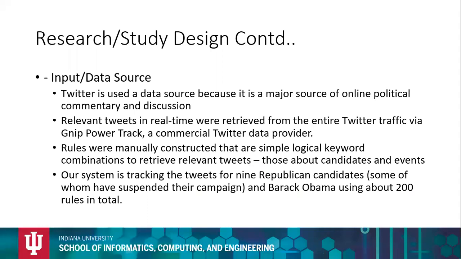Twitter is the input data source for this research. Twitter's public API provides only 1% or less of its entire traffic without control over the sampling procedure, which is likely insufficient for accurate analysis of public sentiment. Gnip PowerTrack, a commercial Twitter data provider, was used to extract relevant data from Twitter. There were some rules developed to retrieve relevant data. For example, our rules for Mitt Romney include Romney, @MittRomney, @PlanetRomney, etc. Tweets for the 9 Republican candidates and Barack Obama were extracted using about 200 rules in Twitter.